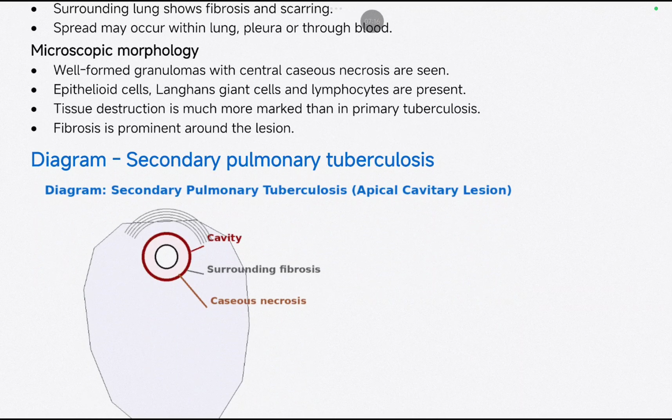Now, what is the microscopic morphology? There are well-formed granulomas with central caseous necrosis. Epithelioid cells, giant cells, and lymphocytes are present. So in the microscopic morphology of secondary pulmonary TB, again these three cells are present: epithelioid cells, Langerhans giant cells, and lymphocytes. However, tissue destruction is much more marked than in primary tuberculosis. Also, fibrosis is prominent around the lesion.